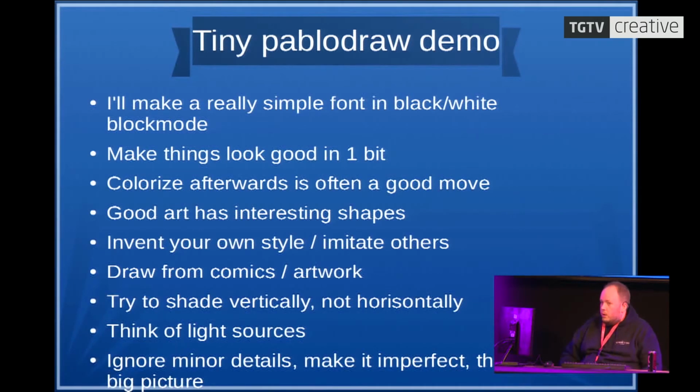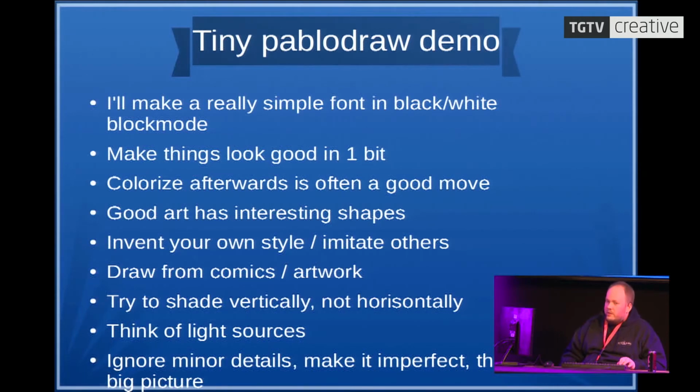I'm going to show you quickly how to do things in Pablo. I'll make a really simple font in black and white. And basically here's the recipe that I like to use. I try to make things look good in one bit, basically coloring everything with just black and white, then add the colors, try to add some interesting shapes, use my own little style, and sometimes when I'm really lazy or just want it to look good, I simply copy anything from a comic or artwork. I have some Donald Duck artwork on my website.